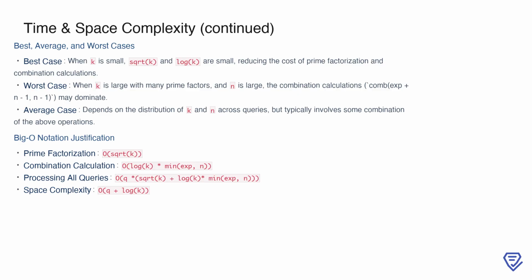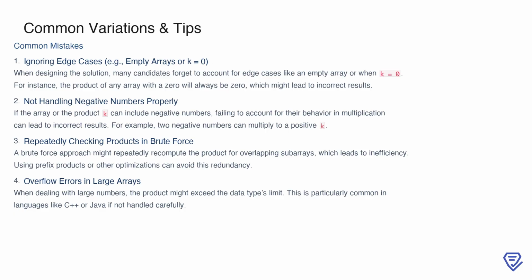Summarizing in big O notation, the prime factorization step takes O(sqrt(k)), the combination calculations require O(log k * min(exp, n)), and processing all queries results in O(q * (sqrt(k) + log k * min(exp, n))). The space complexity remains O(Q + log K), driven by the storage requirements for the results and prime factors. When solving this problem, there are a few common mistakes to watch out for.